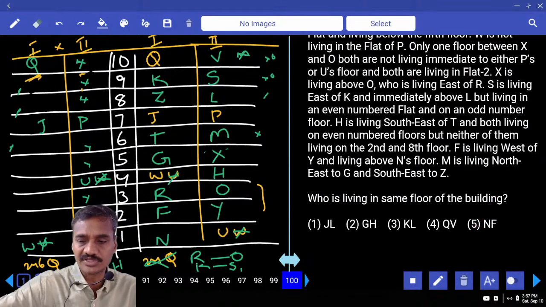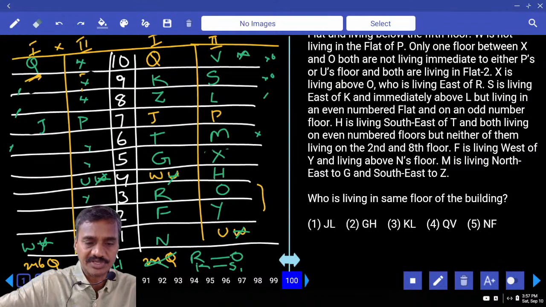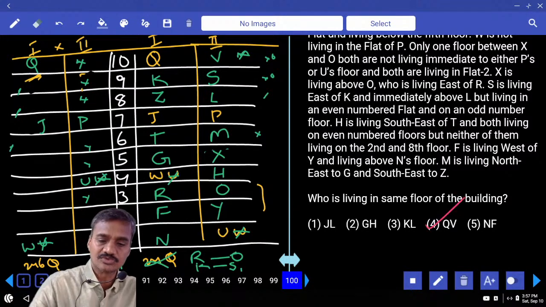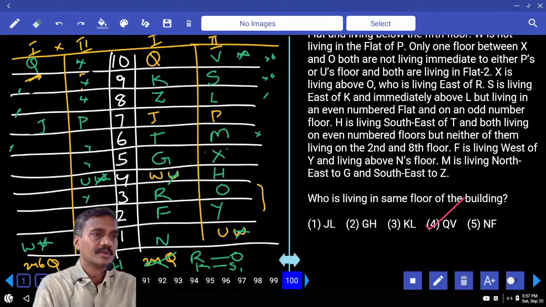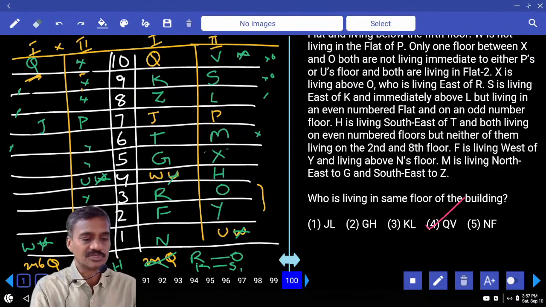And who is living in the other building? K and L, are they together? No. D and H? No. K and L? No. Q and V? Yes. Choice 4 is the answer. Done? Now this is about question 96.